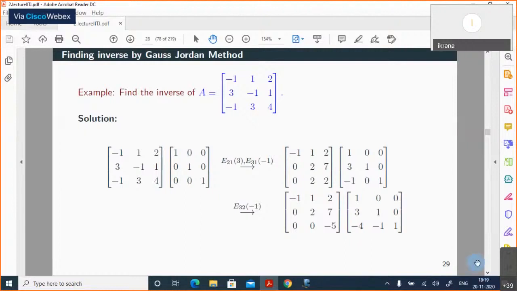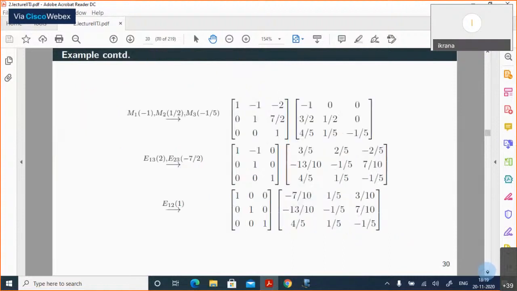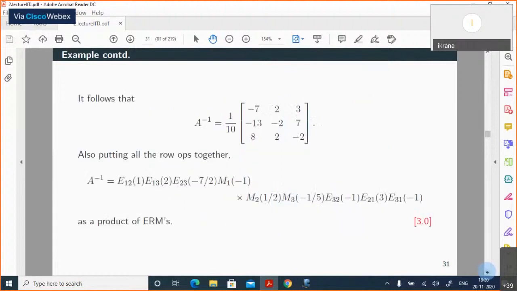I am skipping more examples because they are all computational. You can check what the inverse comes out to be, and one can verify that it is actually the inverse. You can multiply out and see whether A multiplied by this is the identity or not. You can verify the results.